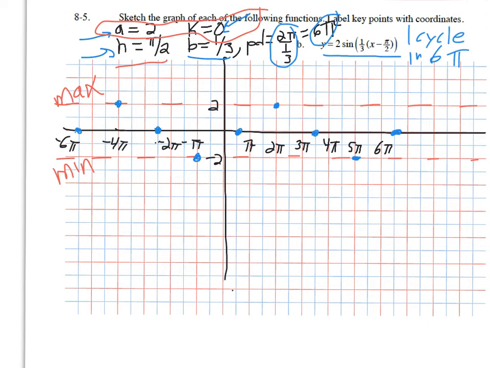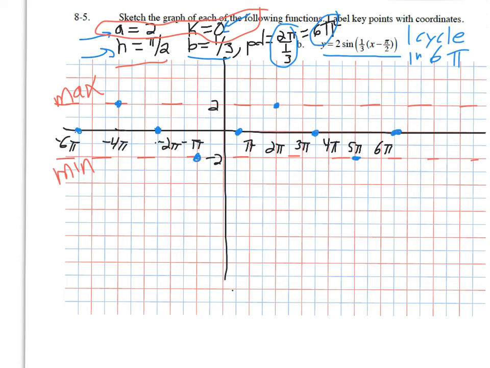This horizontal shift of pi/2 units to the right means I'm going to be taking the sine function that normally crosses right here, and I have to shift that pi/2 units, which is 1 tick mark. And now apply this cycle being 6 pi, or the period being 6 pi. So if I'm at pi/2, and if I add 6 pi to it, I'm going to end up over here at 6 pi plus another pi/2. So that's where I got those 2 points.